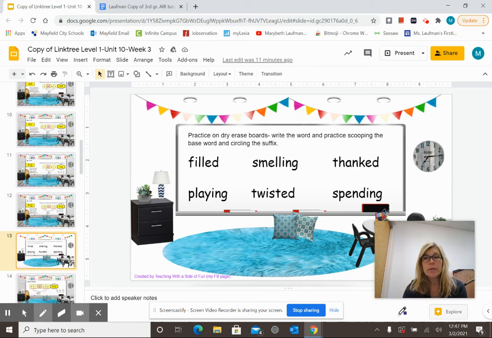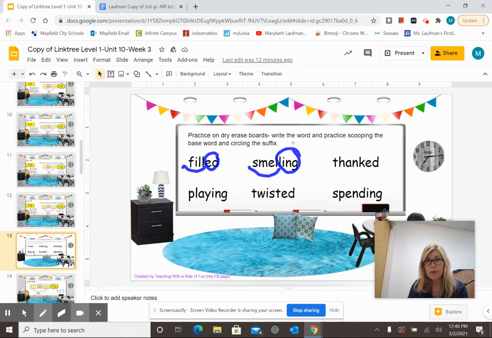And when we write a word with a suffix at the end, we're going to scoop the base word and circle the suffix. In filled, the ed sounds like a d. Sometimes it sounds like ed, and sometimes it sounds like t. All right, filled, the base word is fill, and we added ed. Now write the word smelling on your board. Smelling has a blend. It has a bonus letter. Then underline the base word, scoop the base word, and circle the suffix. So you're going to scoop smell, and circle the ing, smelling.